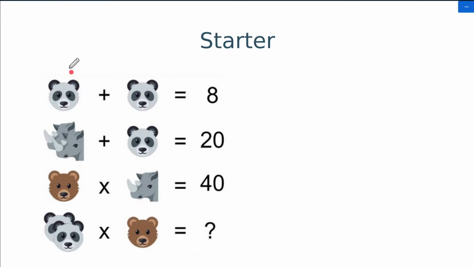Let's have a look. This should be 4. This should be 4. That should be 16. If two of them are 16, one should be 8. 8 times what gives you 40? That should be 5. If one is 4, two of them should be 8. This should be 5. The answer is 40.